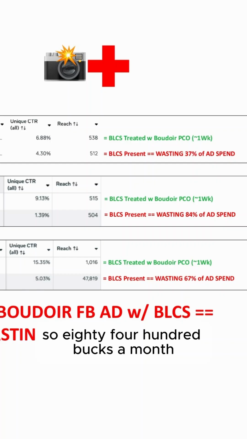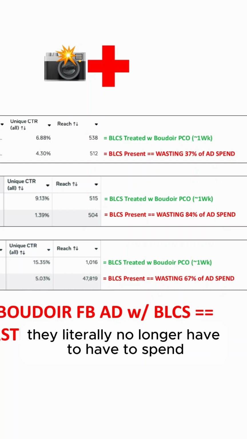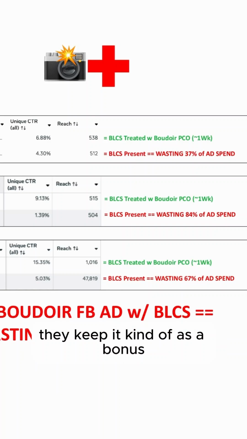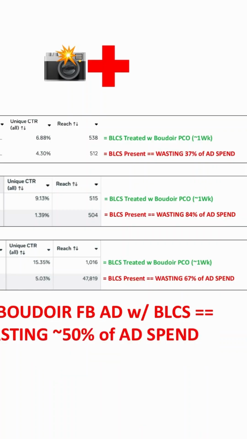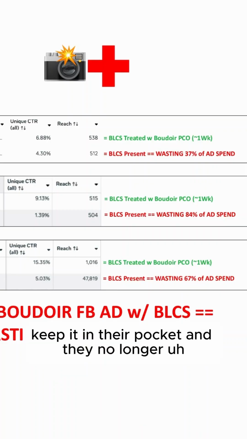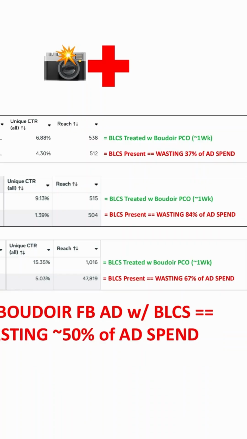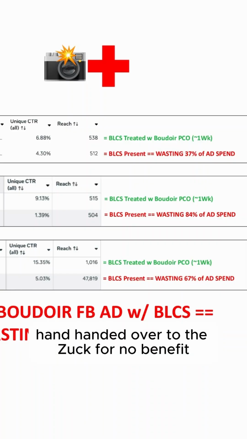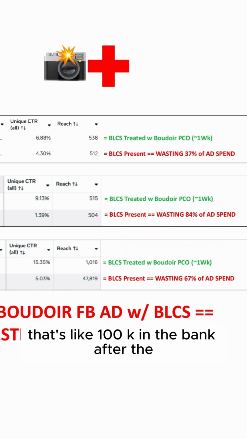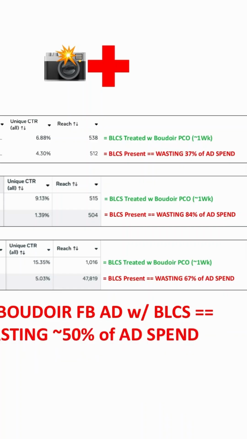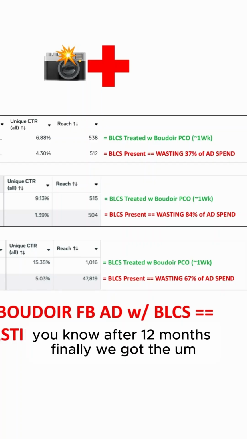So $8,400 a month, they literally no longer have to spend. They keep it as a bonus, a phantom bonus, kind of phantom profit. Keep it in their pocket, and they no longer hand it over to the Zuck for no benefit at all. So it's like 8,400 a month. That's like 100K in the bank after 12 months.